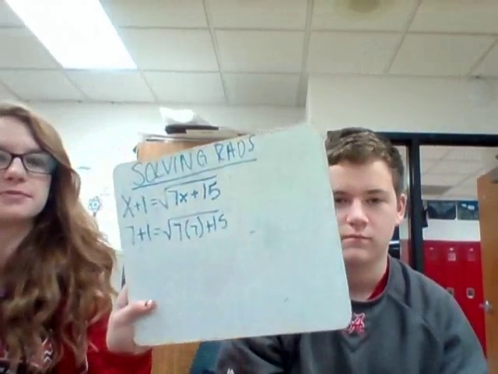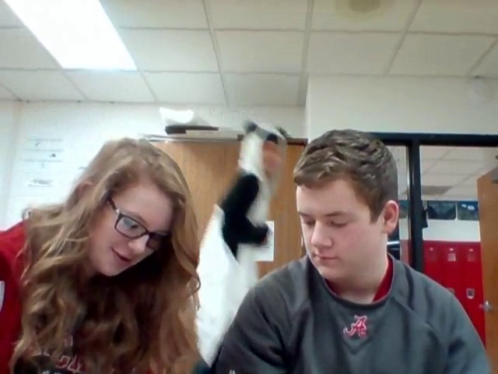Okay, now you have to check and see if 7 works in your equation. So you plug in your 7. So you have 7 plus 1 equals the square root of 7 times 7 plus 15. Then, so you have 8 equals the square root of 64.